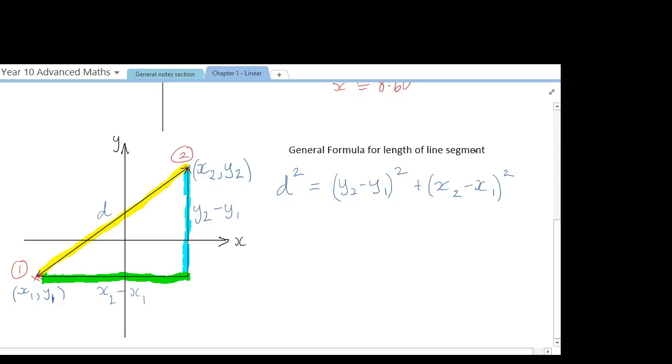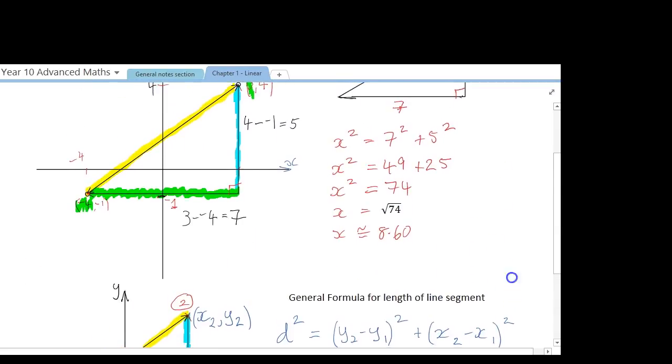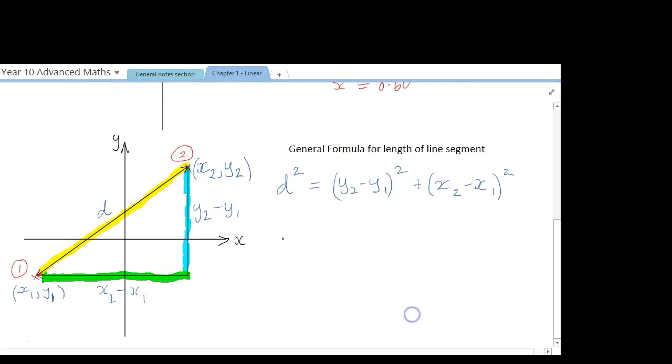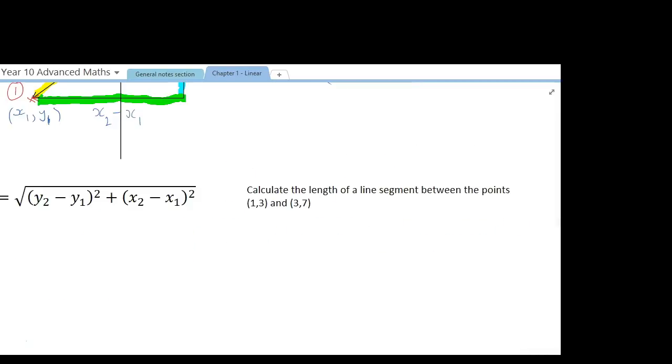Maybe I'll do an example to show you how to use this. You may also see it written with d on its own. To do that, you have to take the square root of both sides, like we did up here for this example with numbers. So you might also see it written like this. All this gets square rooted. It's not a nice looking formula, I'll say that, but that'll give you the distance between 2 points.